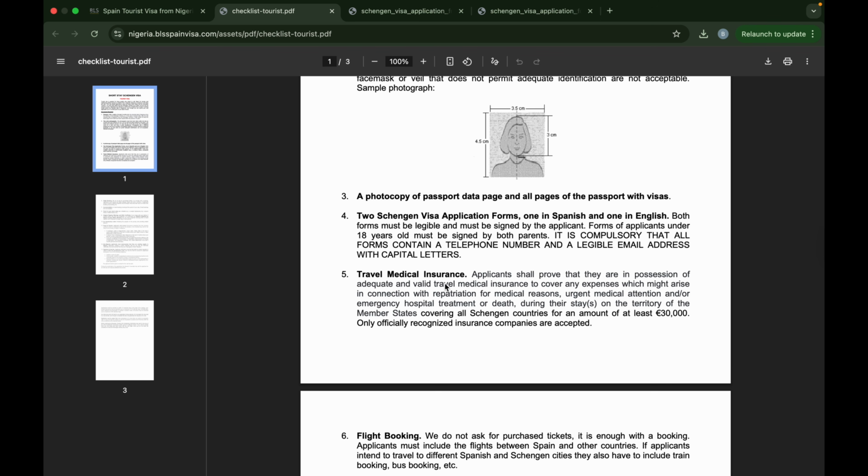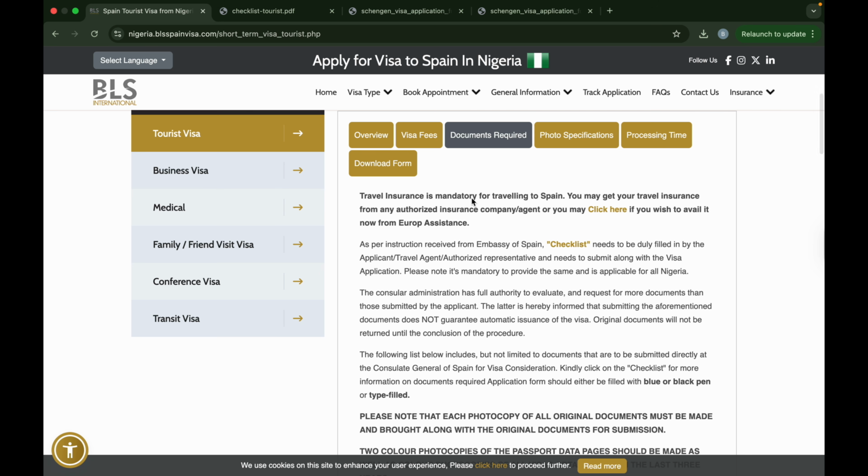Travel medical insurance is compulsory. In fact, if we go back here, you can see where it says travel insurance is mandatory for traveling to Spain and the entire Schengen region. You may get your travel insurance from an authorized insurance company or agent in your home country or even within Europe or the destination country you're going to.